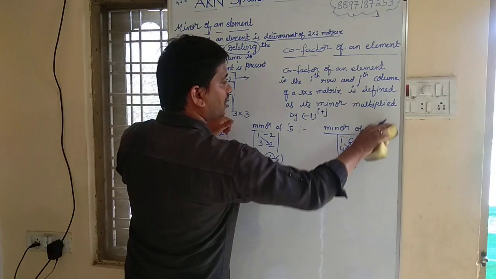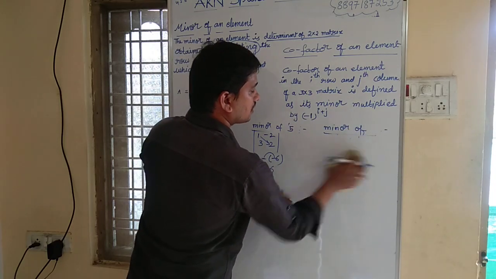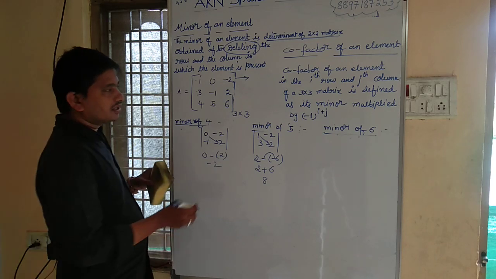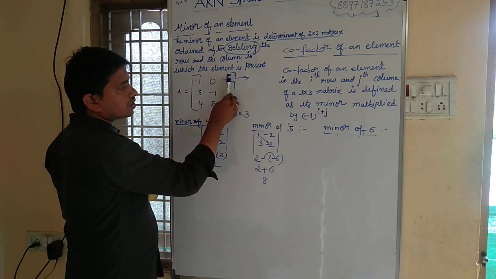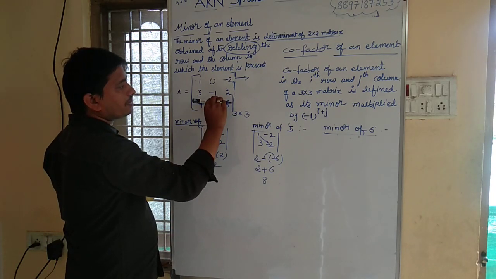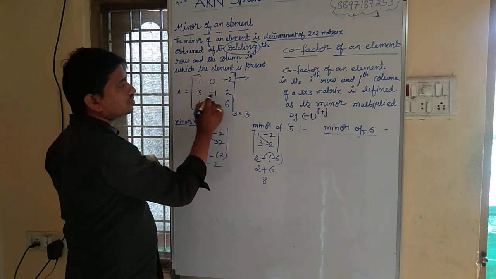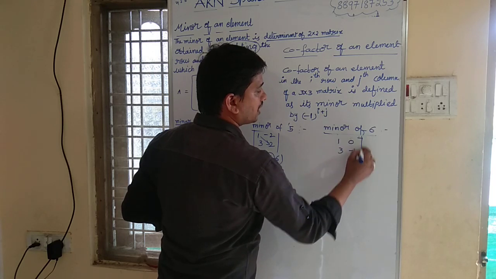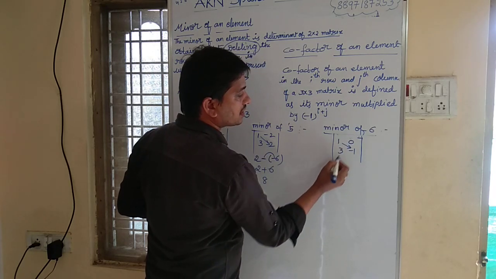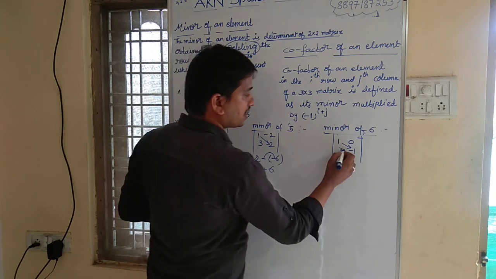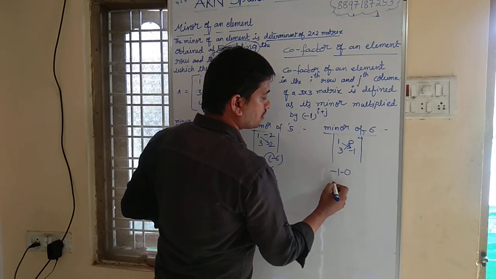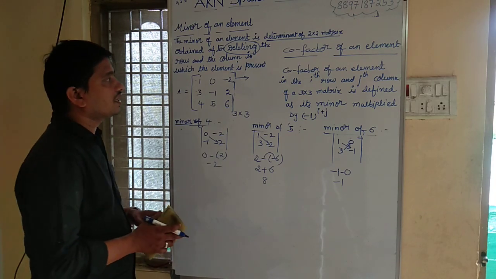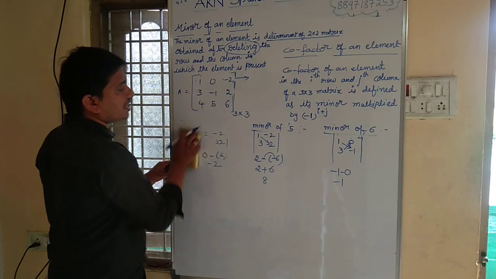Now let us find the minor of element 6. 6 is in the third row, third column. You remove that particular column and particular row. We have the elements [1, 0; 3, -1]. Let us find the determinant: 1 into -1, -1, minus 3 into 0, 0, children. -1 minus 0, which is equal to -1. So in this way, we can find the minor of an element.